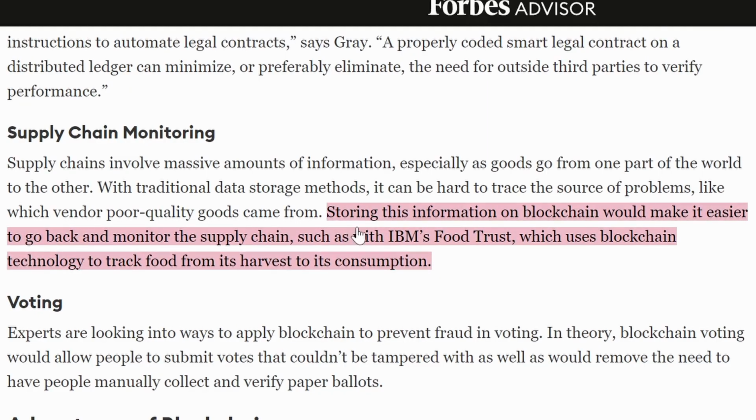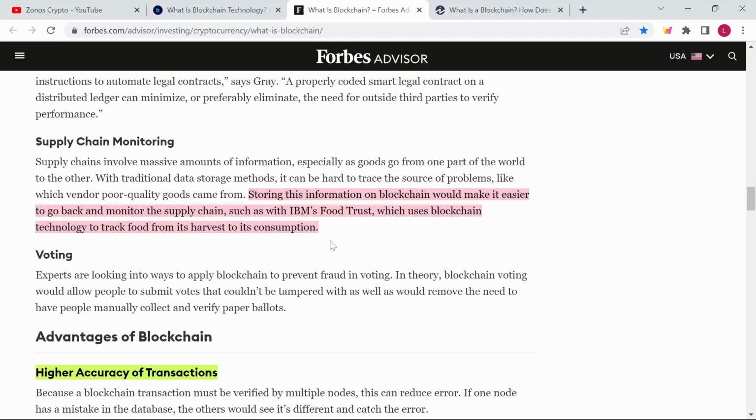Then supply chain monitoring. Storing this information on a blockchain would make it easier to go back and monitor the supply chain, such as with IBM's Food Trust, which uses blockchain technology to track food from its harvest to its consumption. This is also nice. There is one coin which I can remember right now who has something to do with supply chain. This is VeChain, also a great coin, no financial advice though. If you think supply chain is interesting, then check out VeChain.